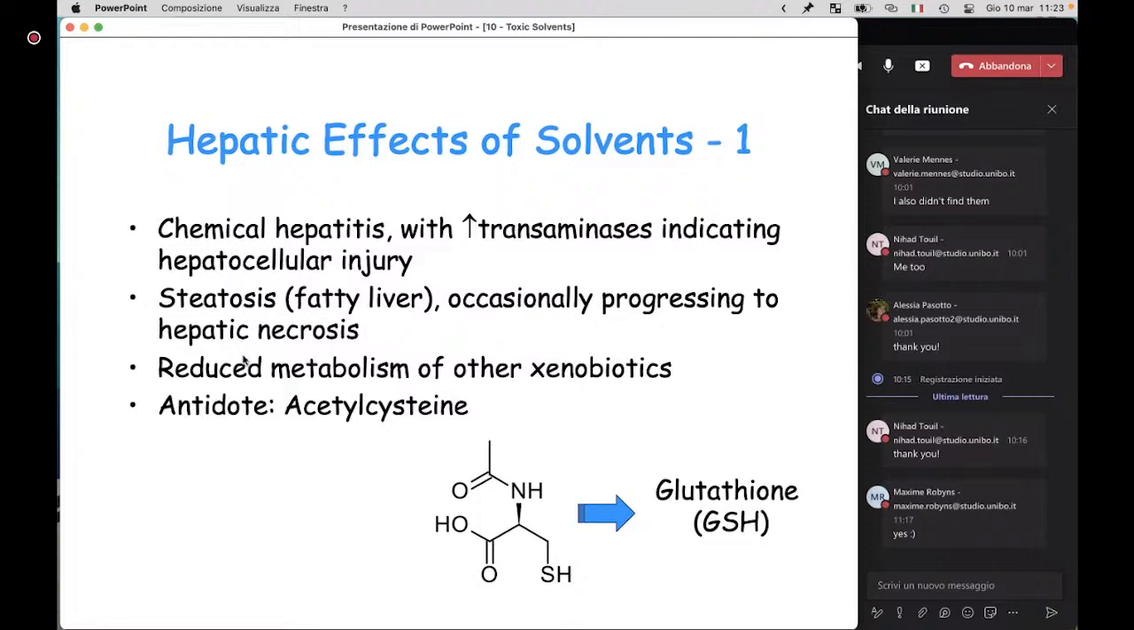Another important fact is that the liver has a limited capacity for biotransformation. So if the liver is working a lot to biotransform the solvents, it will have less, let's say, less time and less enzymes useful to biotransform other things. So high biotransformation of solvents could mean low biotransformation of other compounds, possibly toxic compounds, that are not detoxified by the liver due to the presence of solvents.